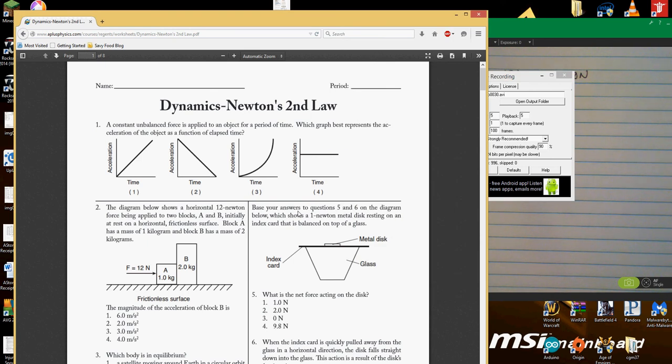Alright, we're going to do second law. We're going to start with question number 1. A constant unbalanced force is applied to an object for a period of time. Which graph best represents the acceleration of the object as a function of time elapsed?